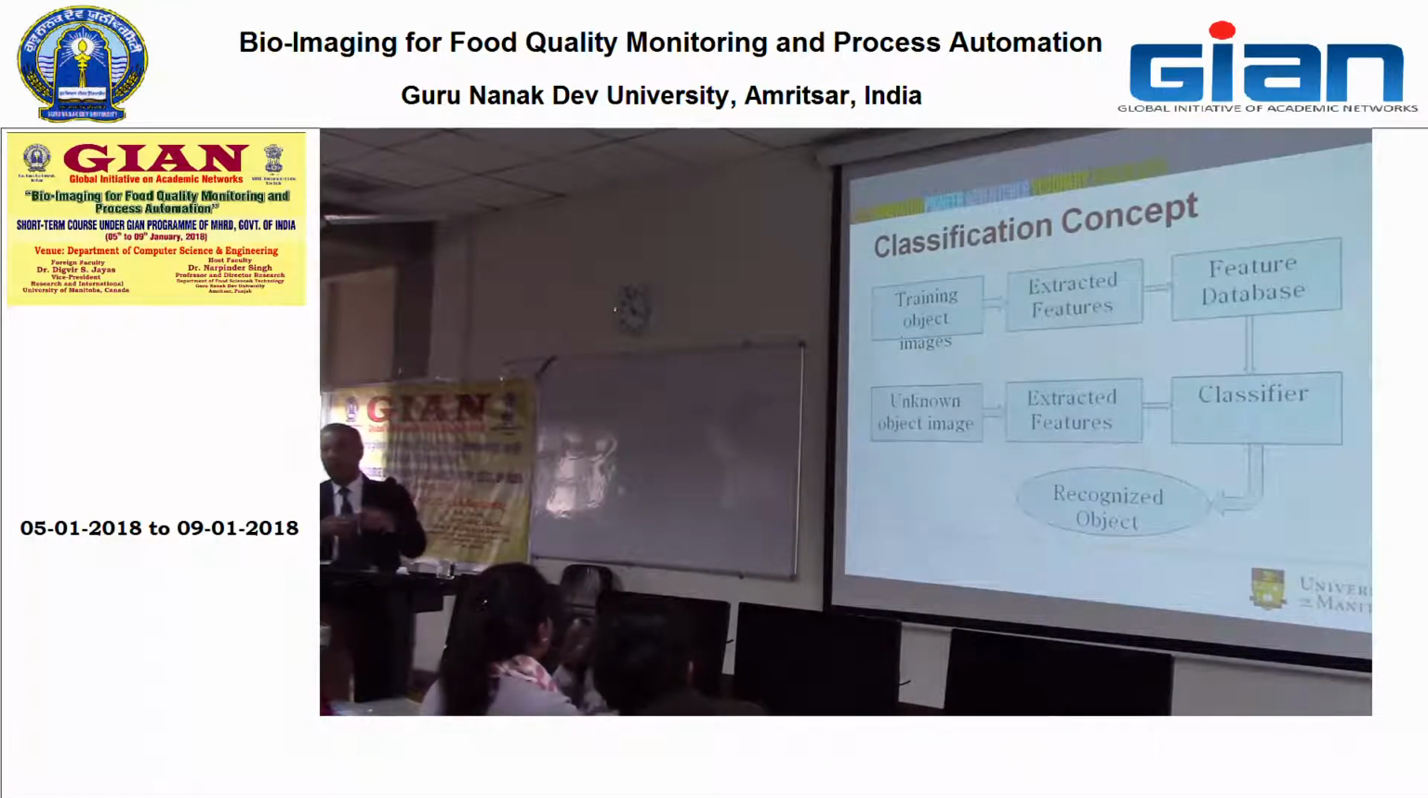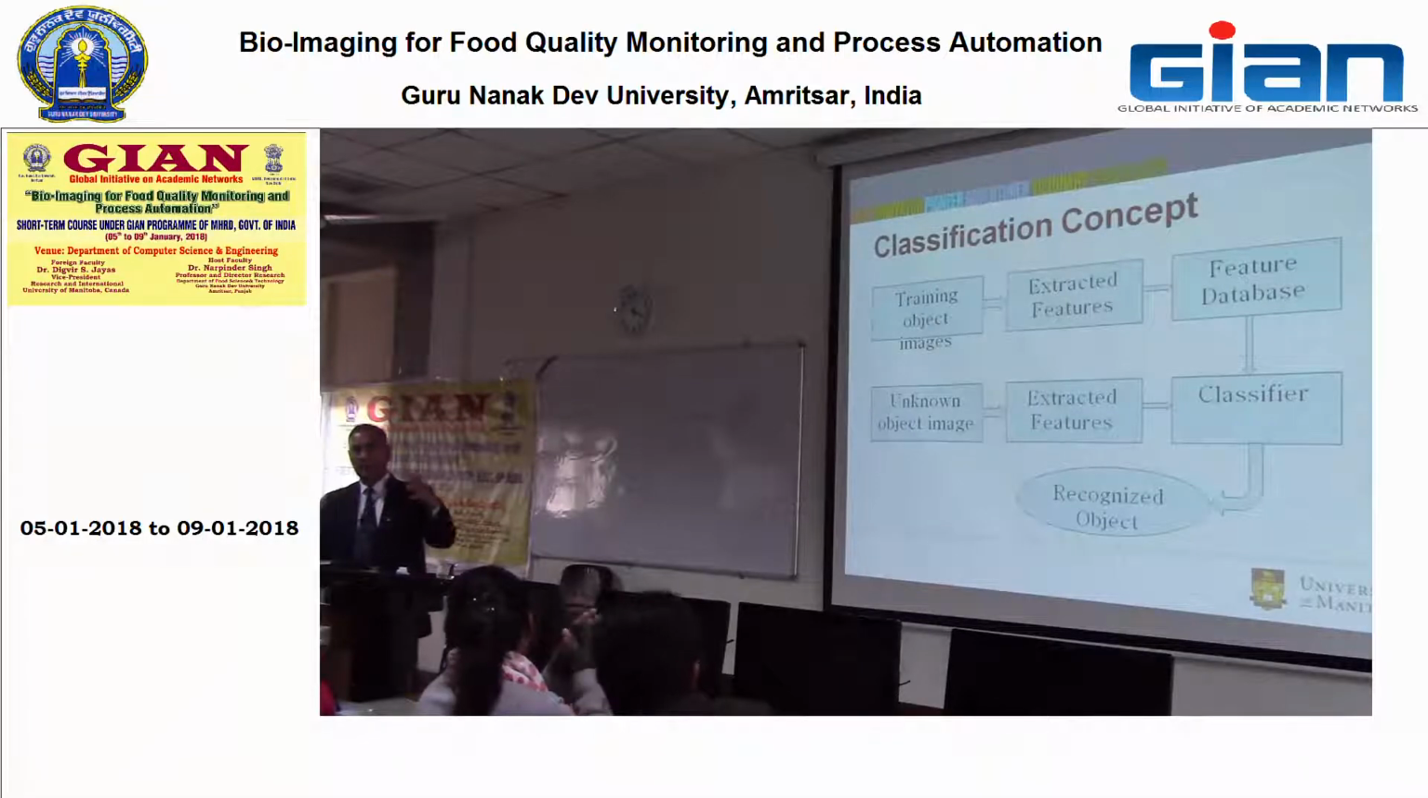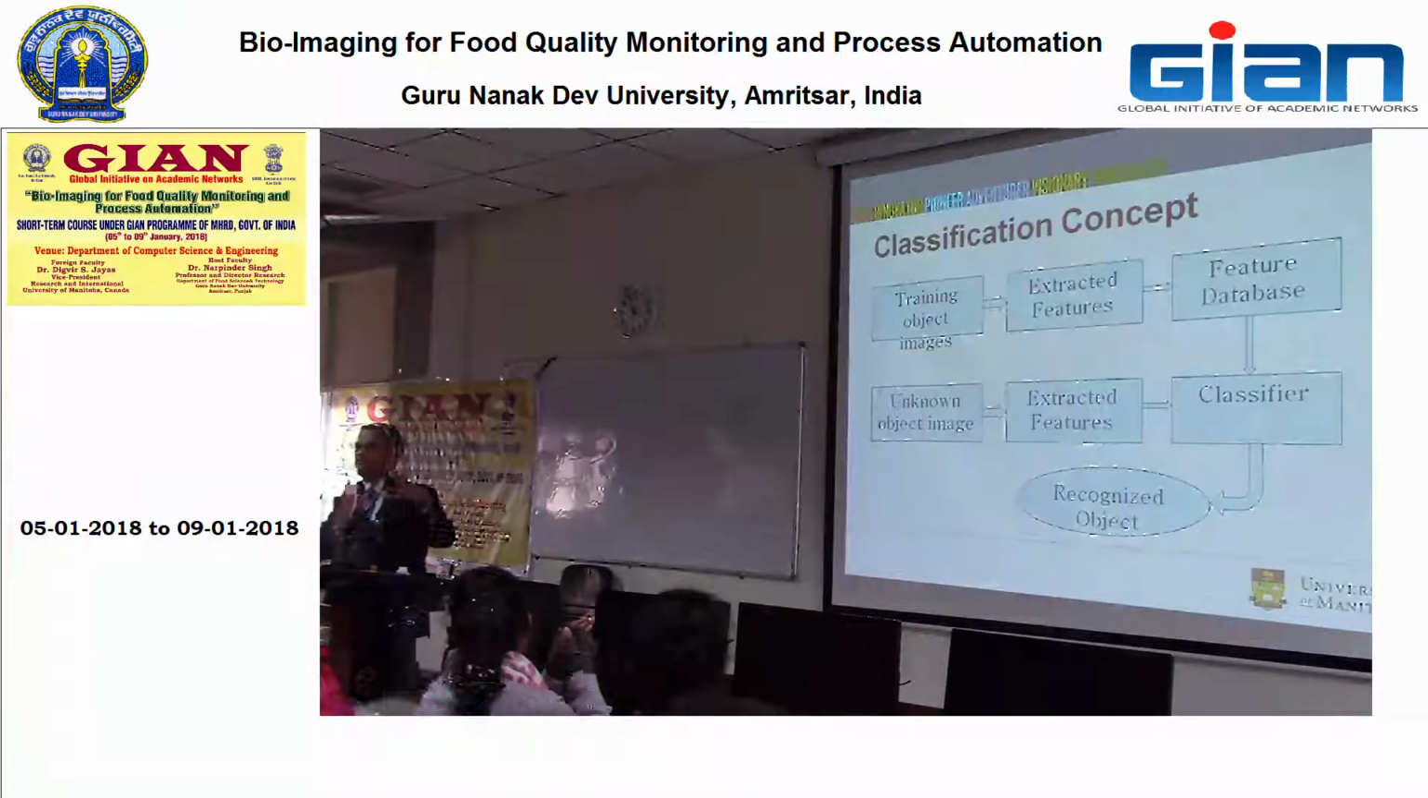Same thing could be applied for spoiled meat or for different grains, or different hard wheat or soft wheat, or wheat used for making bread or pasta. So the process is very simple. You create the database using the objects which you use for training of the system. Then an unknown object comes in. You extract the features. Then the classifier compares and determines which class it belongs to.